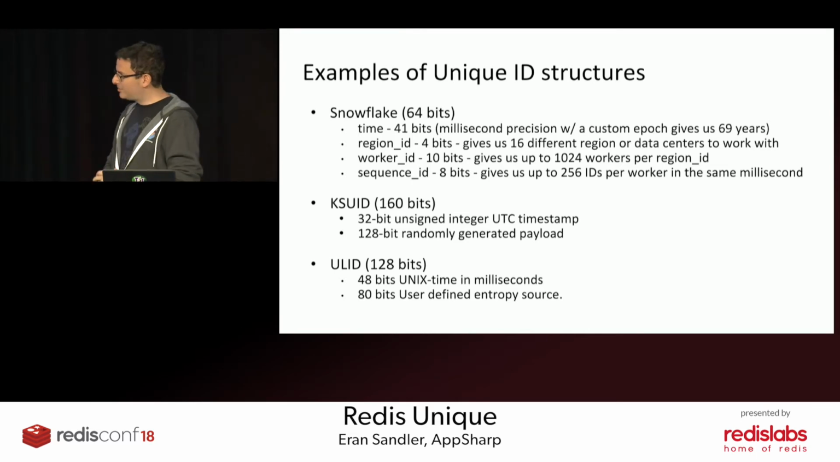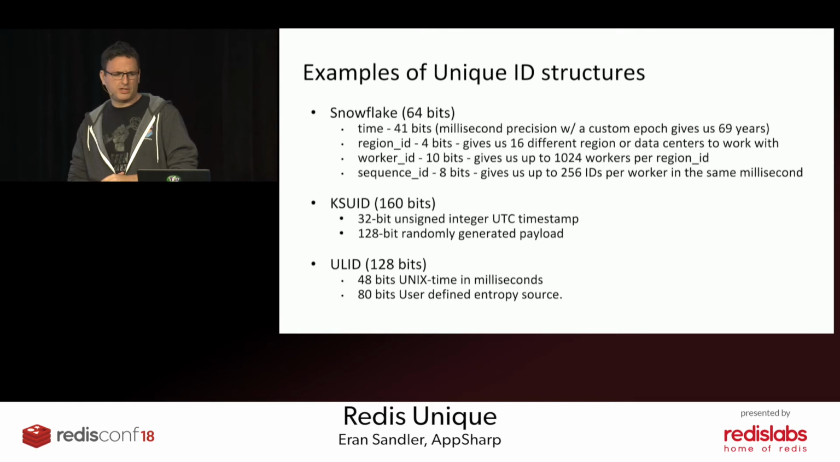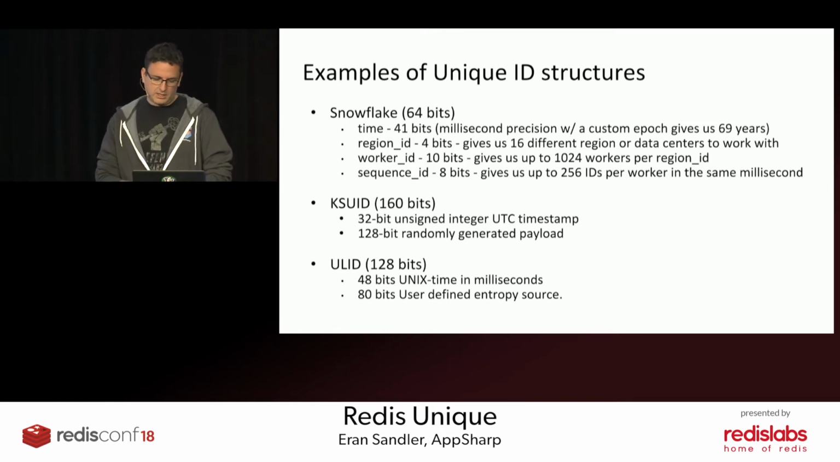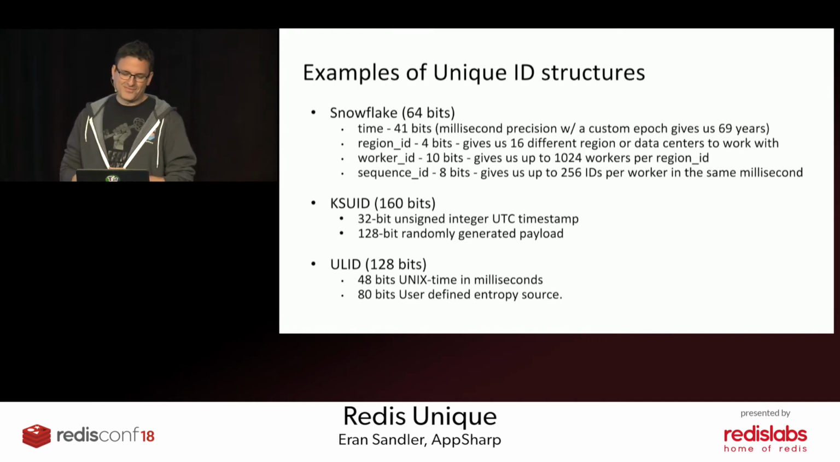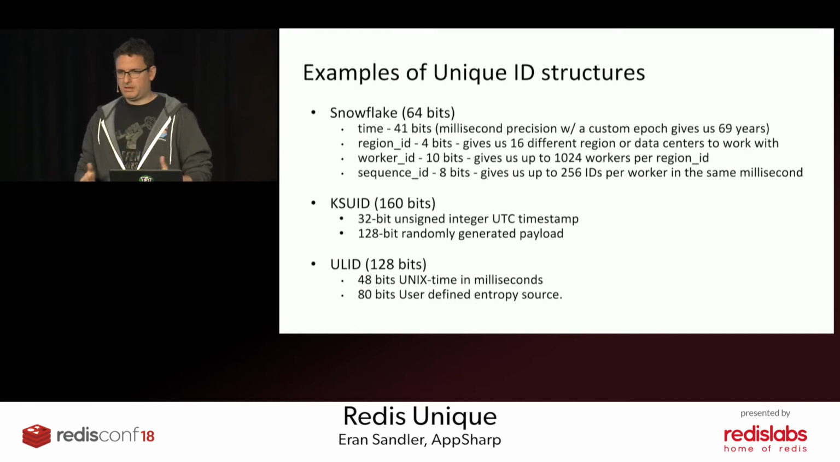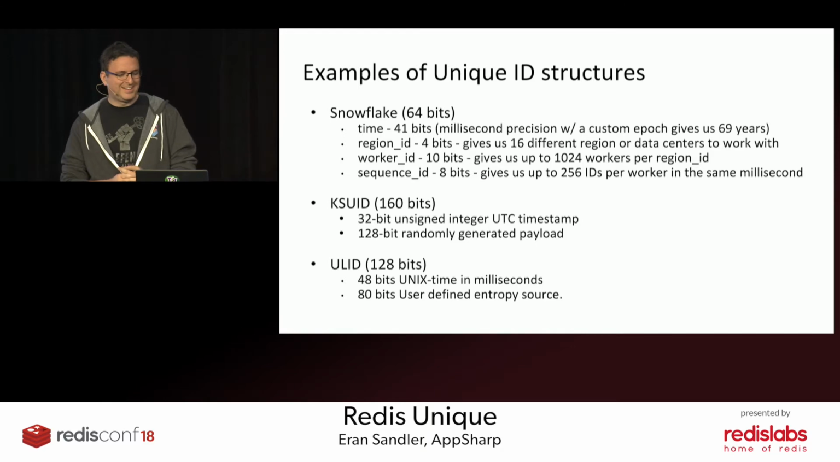K-sortable unique ID, KSUID, it's a rather new one, I think from March. If you know Segment.io, segment.com, they've generated it. They made it slightly simpler. It's slightly longer. But it's also, again, based on a timestamp up to a millisecond resolution and a lot of randomly generated bytes.